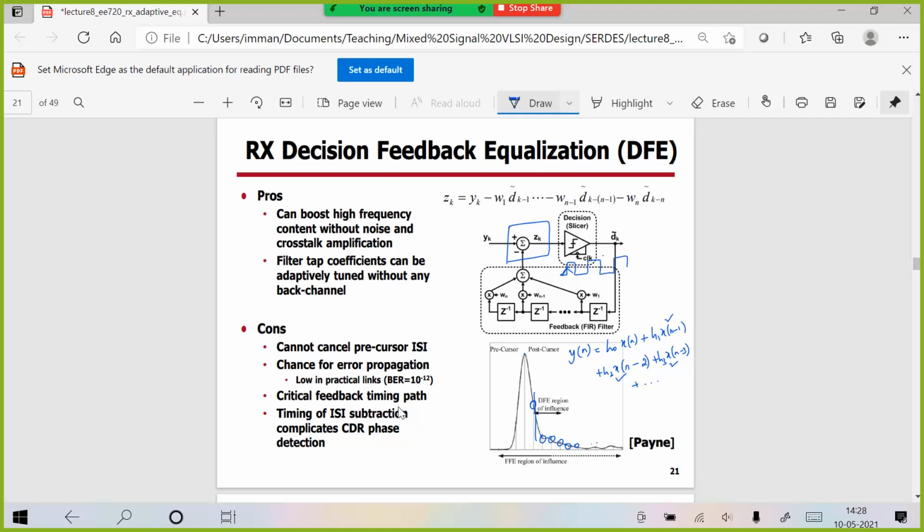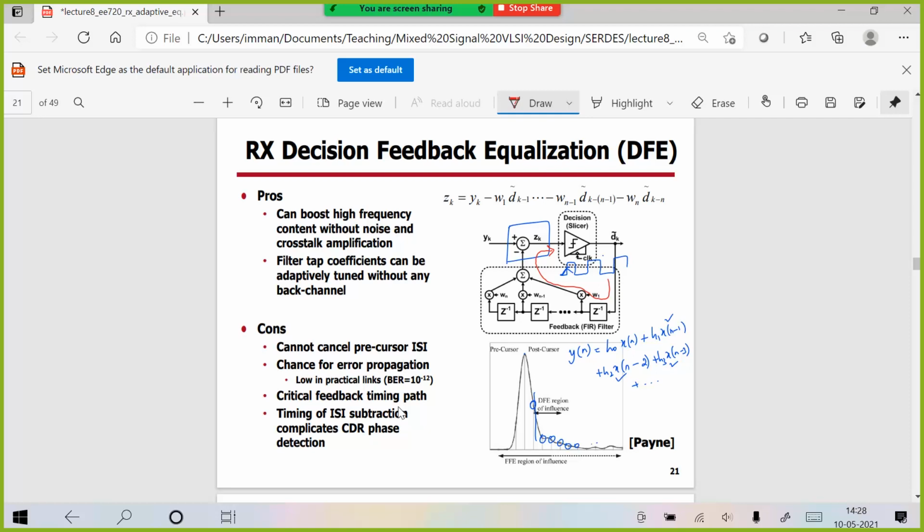Maybe I'll take a different color. Now this path is your critical path, right? That is, by the time the next clock edge arrives, what all should you have done? You should have taken this data, multiplied it. This Z inverse is probably just to indicate; in practice, you will not have a separate Z inverse. So you have to multiply with W1, add with the rest of the things, subtract from the incoming signal, and be ready at the input of your comparator with the setup time requirement being met.